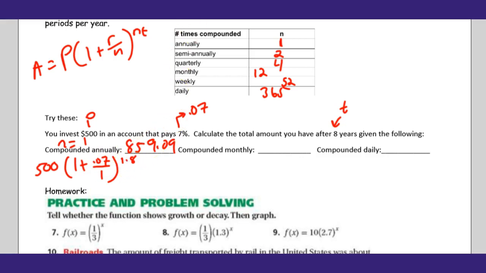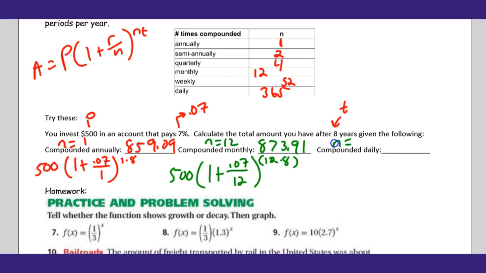Now, let's do another one. It says compounded monthly. So in this case, N is 12 months in a year. So that equation will be 500 times 1 plus our rate, 0.07, divided by 12, because it compounds 12 times a year. And then we're going to raise it to 12 times 8. Again, put parentheses around this stuff in the exponent. So when you do that, you're going to get $873.91.